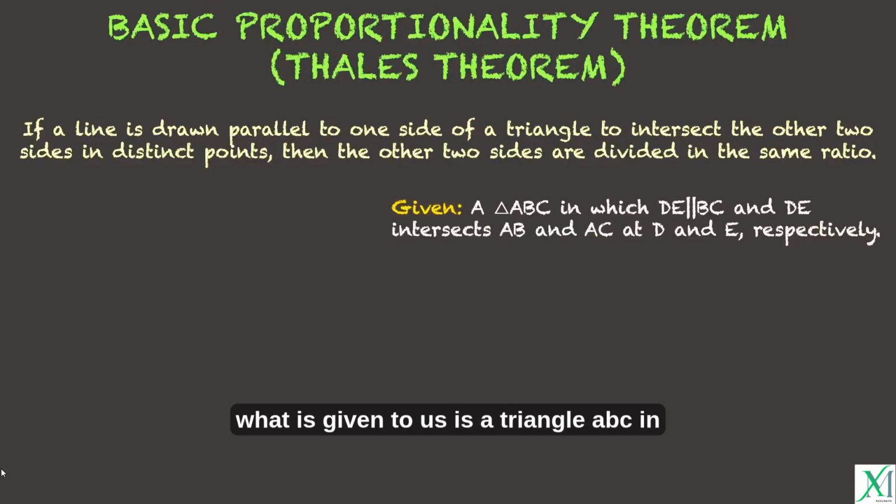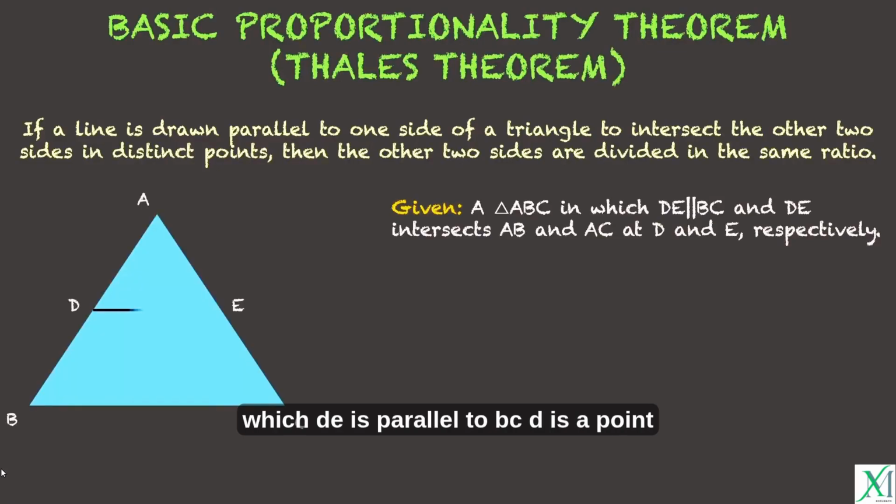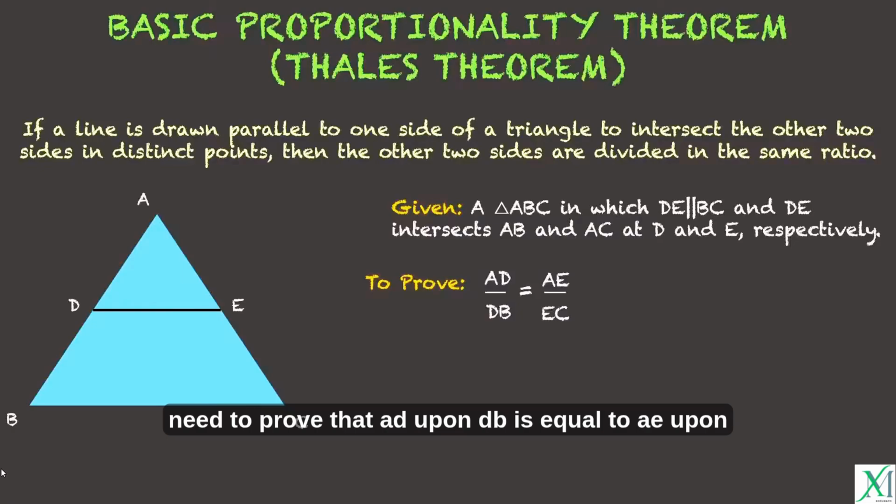So what is given to us is a triangle ABC in which DE is parallel to BC, D is a point on AB and E is a point on AC. We need to prove that AD upon DB is equal to AE upon EC.